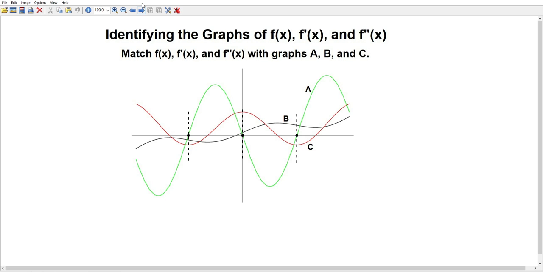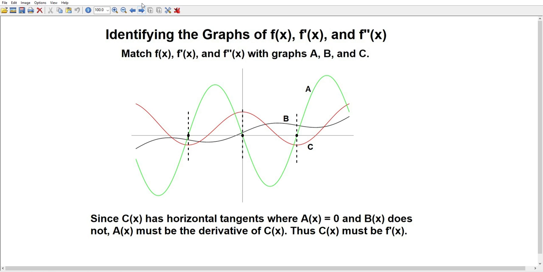Now what we do is we look at the points on a of x where a of x is 0, and what we see is that c of x has horizontal tangents at those 3 points, and b of x does not. Since c of x has horizontal tangents where a of x equals 0 and b of x does not, a of x must be the derivative of c of x. The c of x must be f prime of x, because the derivative of f prime of x is f double prime of x, which we know is a.